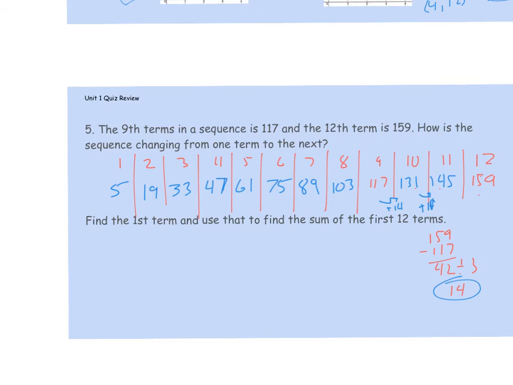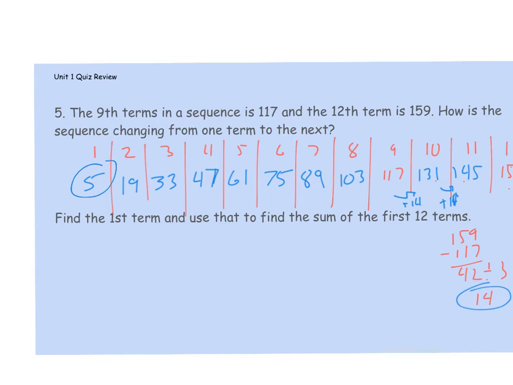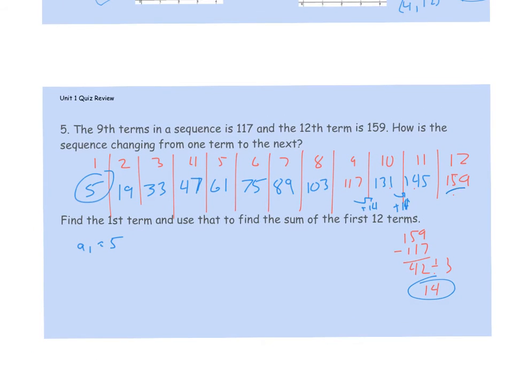So it says find the first term and use that to find the sum of the first 12 terms. Well, we just found the first term right there. A sub 1 equals 5. The 12th term is 159. We knew that. So that's my last term.